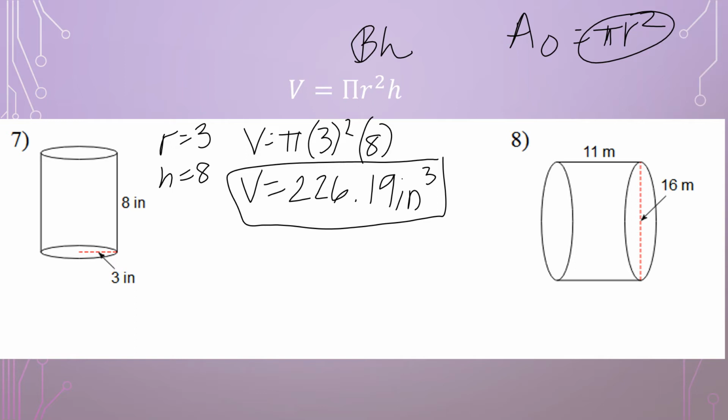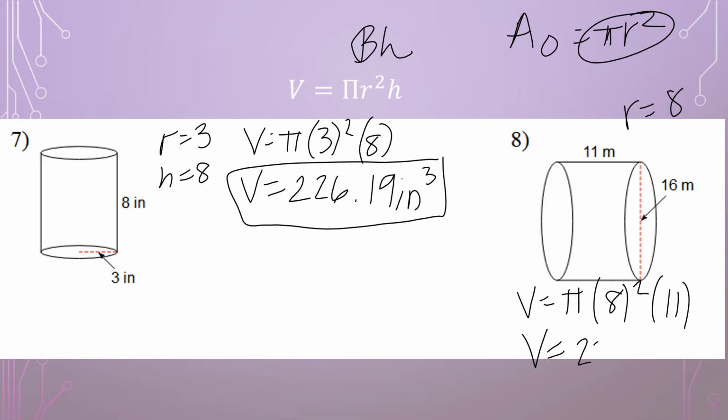For number 8, they give you the diameter. The diameter is 16, so the radius is half of that, which is 8. So again, plug it into the equation. So we have pi times r squared times h. Again, use parentheses so that you don't get order of operations mixed up, and you get 2,211.68 meters cubed.